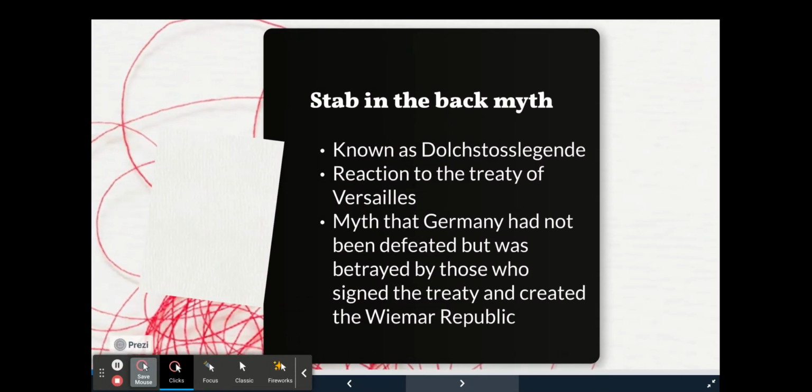The stab in the back myth, known as the Dolchstoßlegende. This was a reaction to the Treaty of Versailles, so again, a flow-on effect. It was the myth that Germany had not been defeated, but was actually betrayed by the government, and those that created the Weimar Republic. So those that actually signed the treaty. And I may have said that first one wrong.